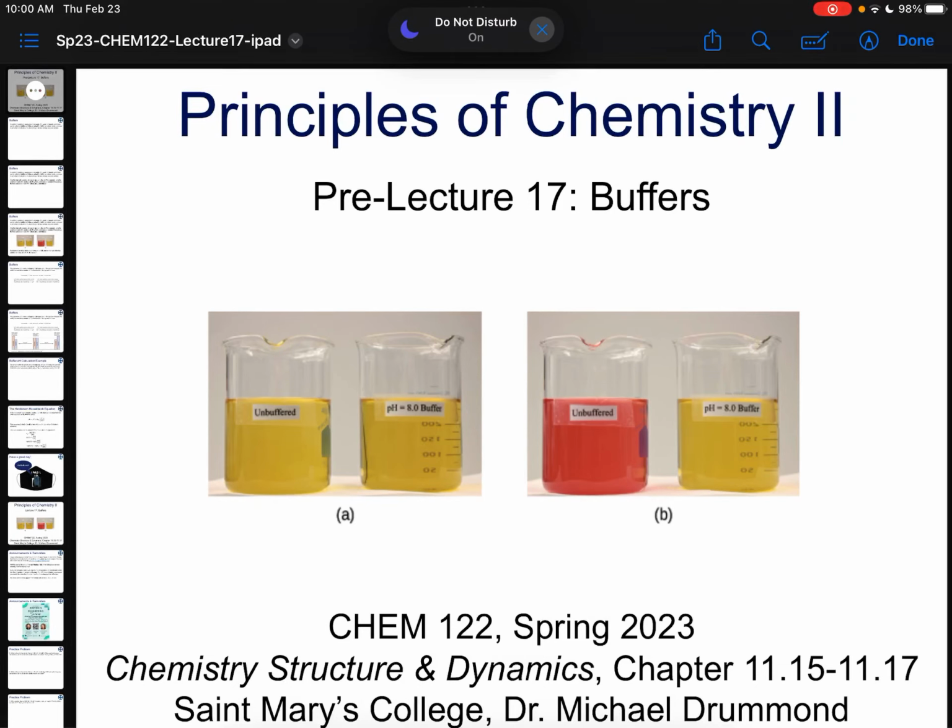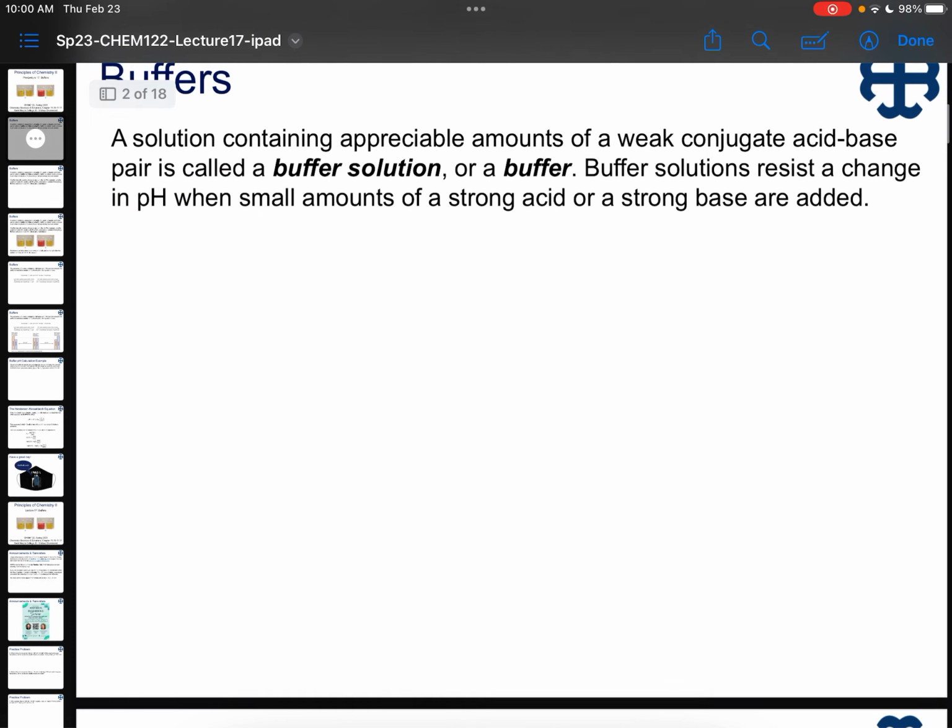Hello everyone, welcome to what will be pre-lecture 17, and we're going to be covering an introduction to buffers in this pre-lecture. So what is a buffer? Chemically speaking, it is a conjugate acid-base pair that makes a buffered solution, and the characteristic most commonly given to buffer solutions is that they are resistant to changes in pH when we add any sort of acid or base to them.